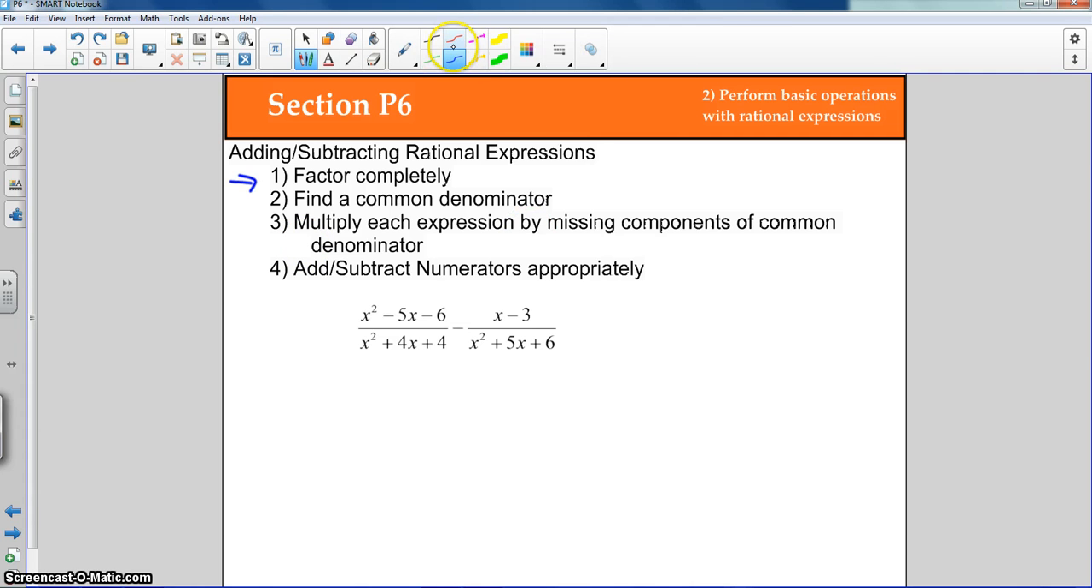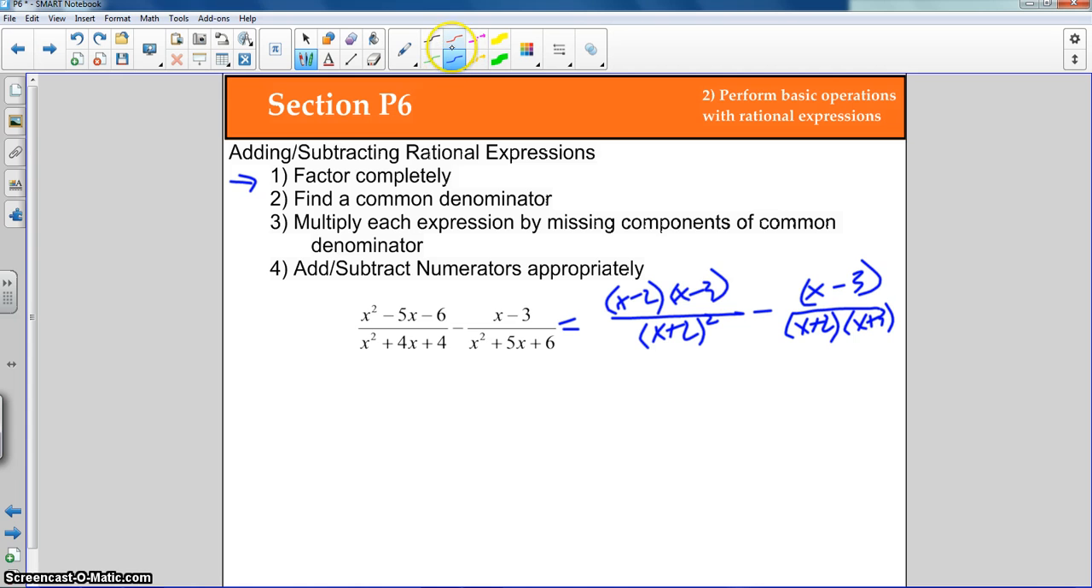Okay, so my first question, well, let's factor it first. So I factor, let's see, this is going to be (x minus 2)(x minus 3) all over (x plus 2) squared. This is kind of similar to the last one, except we have a subtraction sign. Minus (x minus 3) over, and then this is going to be (x plus 2)(x plus 3).